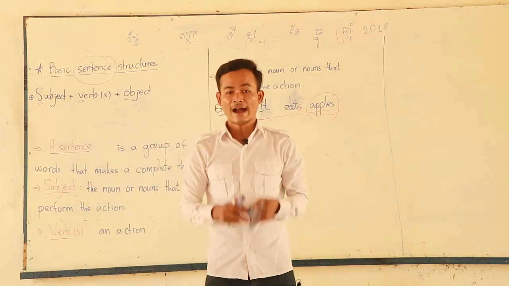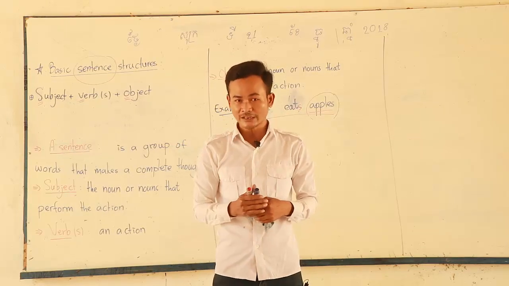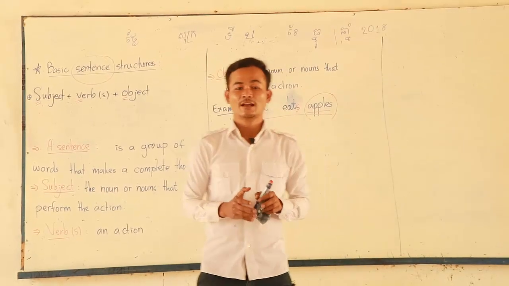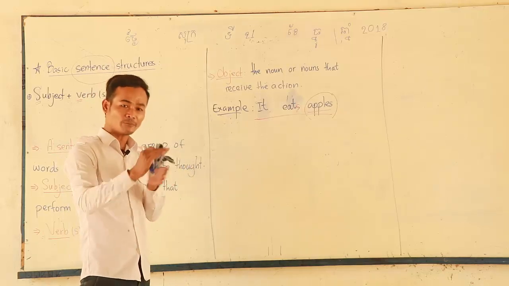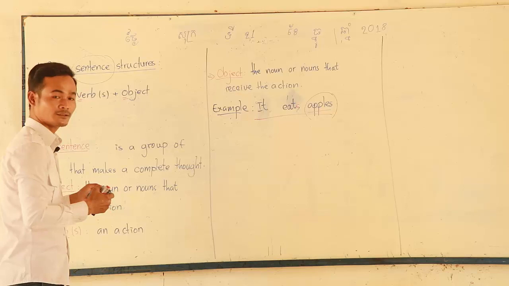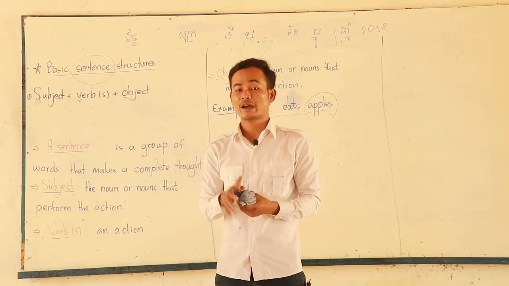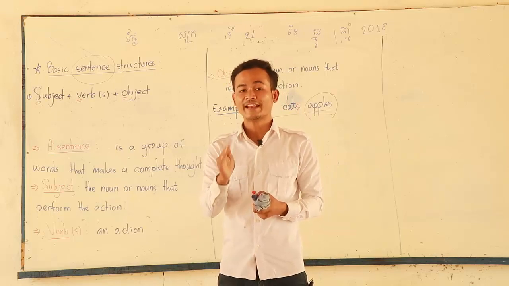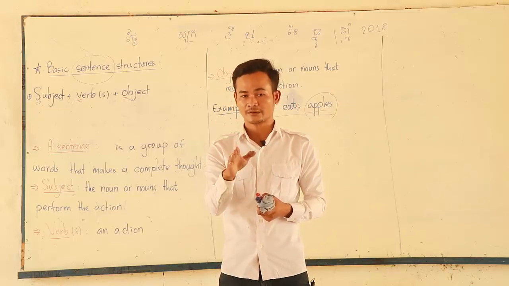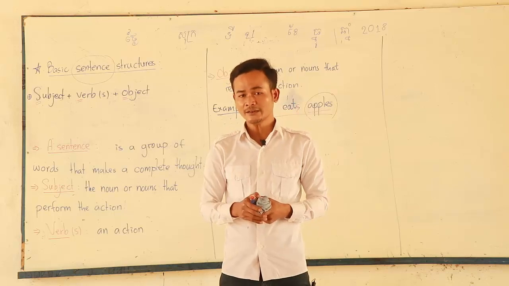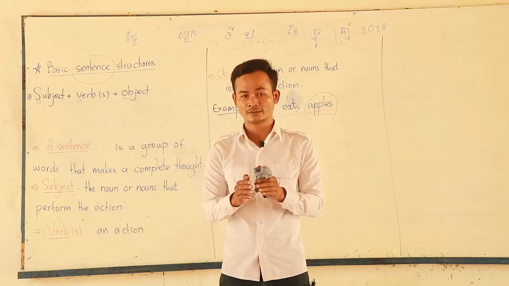Okay, so I hope my lesson will help you to improve your English. Okay, so my lesson is at the end, but before you stop watching, let's recap what we have learned today. Today we have learned about basic sentence structure, made of three elements: subject plus verb plus object, right? What does a sentence mean? A sentence is a group of words that makes a complete thought, right?